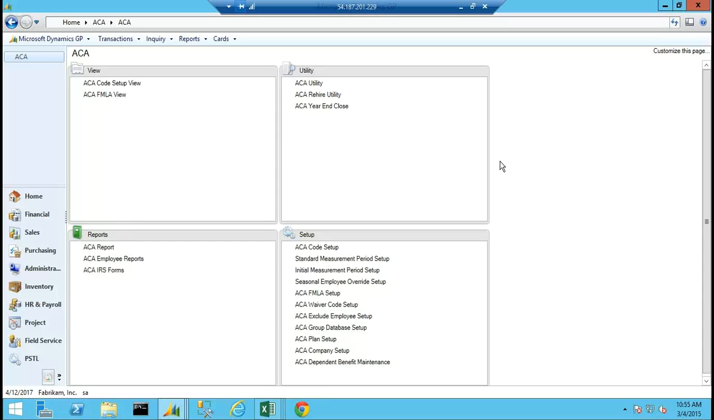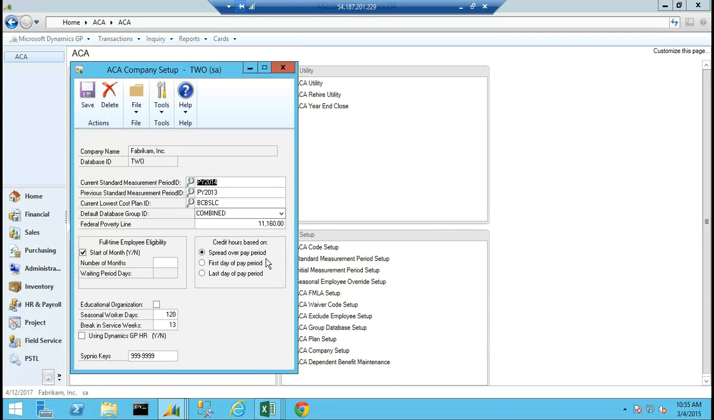Not at all. In fact, we don't think you should be doing a whole lot of changing that. When we set up the company setup, we give you these options: credit hours based on spread over the pay period. We actually will spread that over, and the IRS provided guidance to do that. Okay, so it's like a weighted average. Exactly, you hit it. Bingo, it's a weighted average. But you also have the opportunity to do first day of pay period or last day of pay period, as long as you're consistent. Okay, thank you.